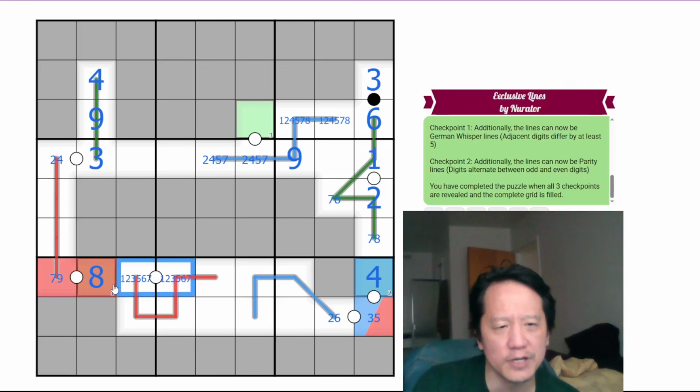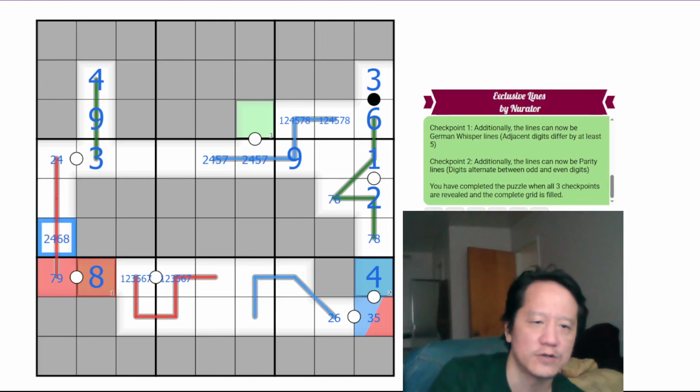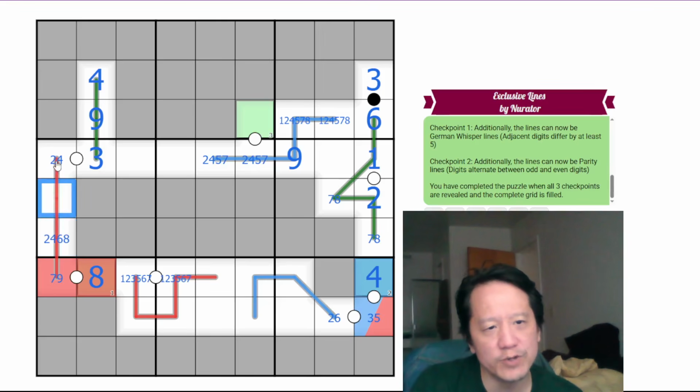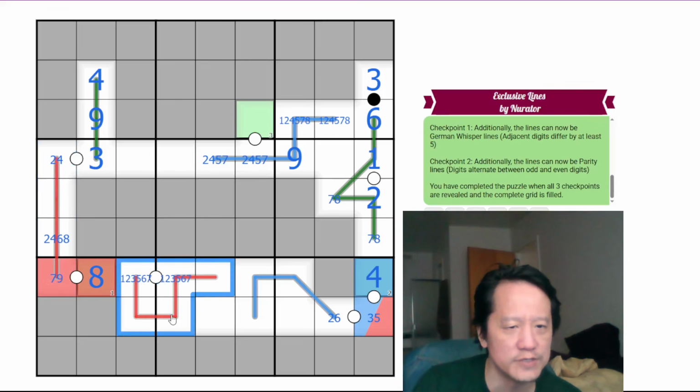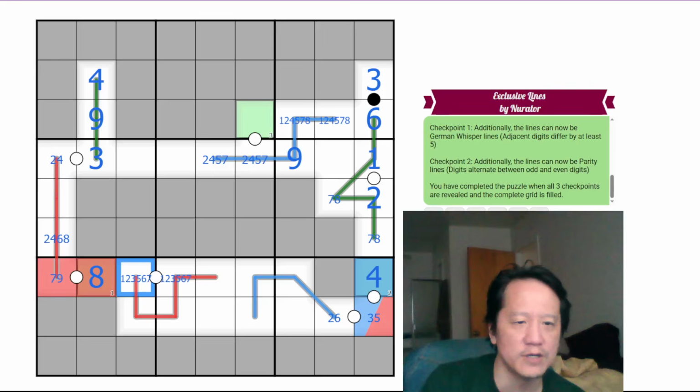This is a parity line. We don't know which one's which. So this is odd, these are odd, and this must be even. So we have 2, 4, 6, 8 here. That means we have 2 odds and 2 evens here. We must have 3 odds and 2 evens here, which means the 3 odds are on the ends and in the middle, and the 2 evens are between them. So this must be even. This must be odd.